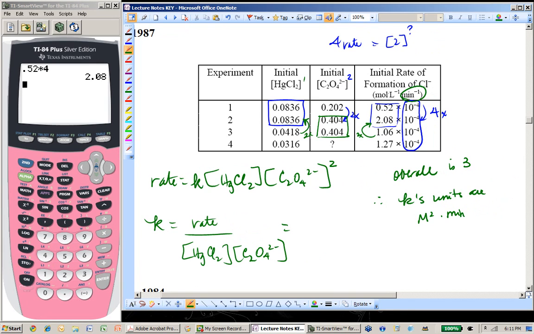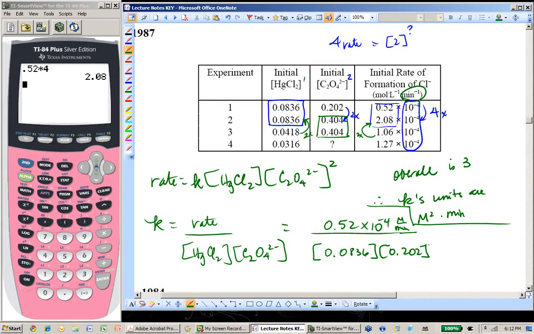But if you put this in correct, sometimes the grading standard gives points just for that and not even for the real answer. They want to know if you know what you're doing, not that you can drive a calculator. We're pretty sure you can drive a calculator, but do you understand the setup of how these relationships work? So pick a line, any line. I'm going with 0.52 times 10 to the minus 4, but you can use any line you wish. And that is molarity per minute. Partition that off. And then I'm going to put in this value from that line, which is 0.0836 and 0.202. Don't forget to square it.